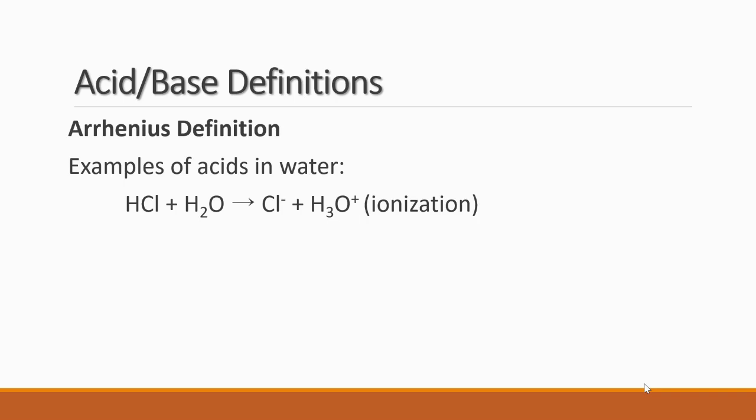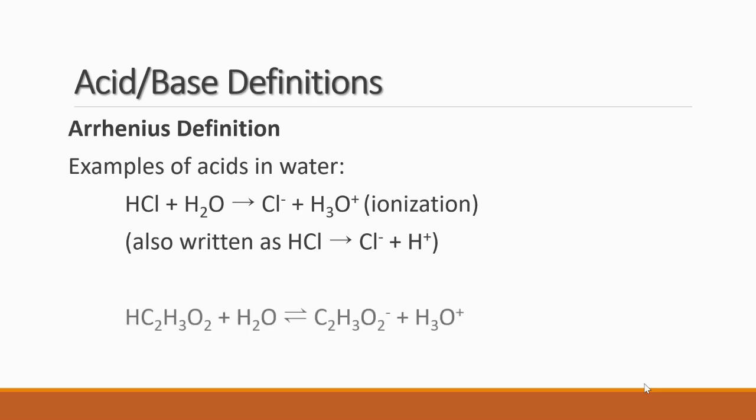Notice that the chloride and the hydrogen get separated from one another. Even though it's a molecular compound, the hydrogen becomes positive and the chloride becomes negative. So a lot of times, instead of writing the reaction with water, we'll just show the splitting of the hydrogen and chloride ions in that ionization process. And these two are exactly the same process, just two representations of it.